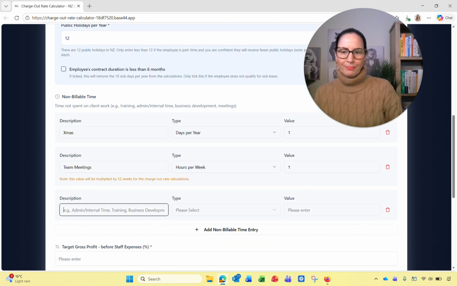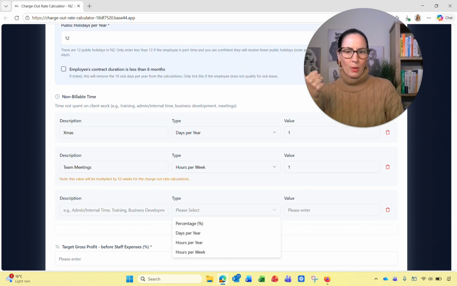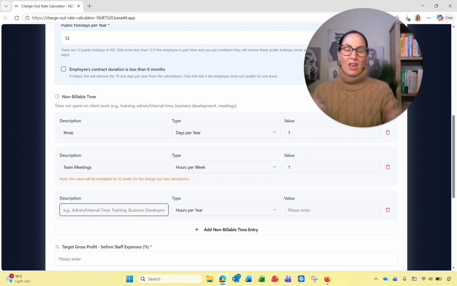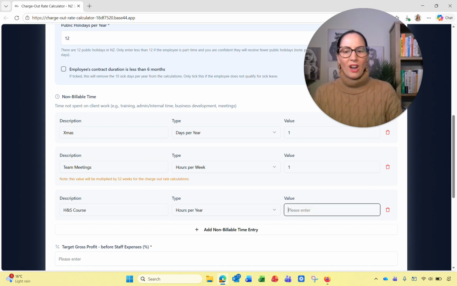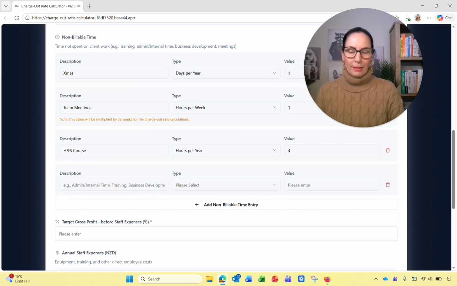Then I have done days per week. We get 1 day off for the Christmas party. Hours per week being the team training. And so the next one I'm going to do is hours per year. So number of hours per year, I might go, they do a training course. They do a health and safety training course, and I know that that's 4 hours every year. They legally have to do it. I'm making this up, blah, blah, blah.